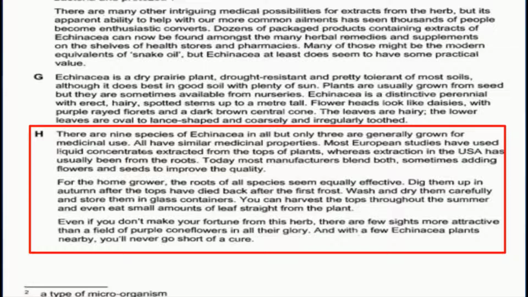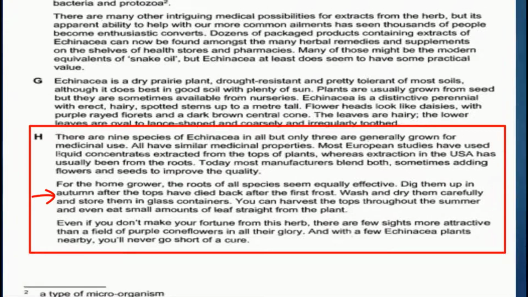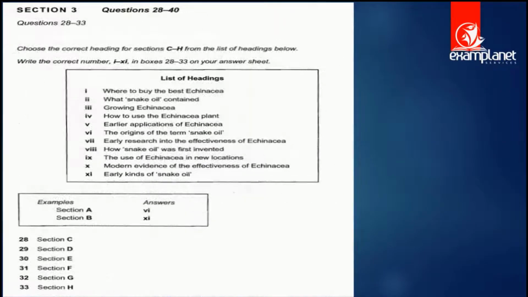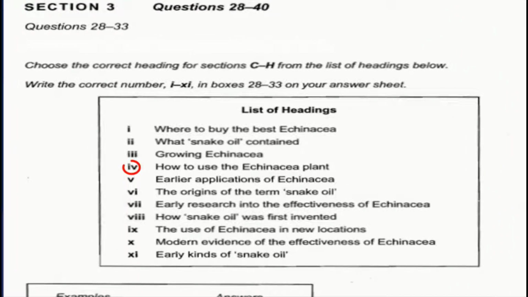And if you go to the next paragraph in that same section, it talks about the home grower who uses the roots and things like that. So the emphasis in that particular section is about what we make use of in the echinacea plants. So what will be our answer? The answer to that will be Roman figure 4, how to use the echinacea plants.